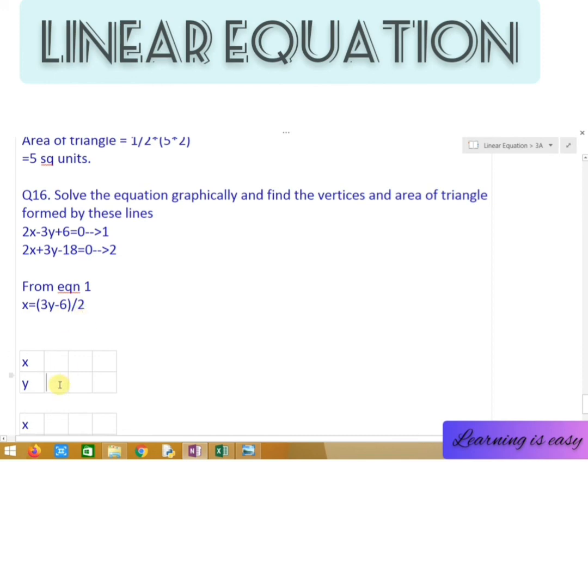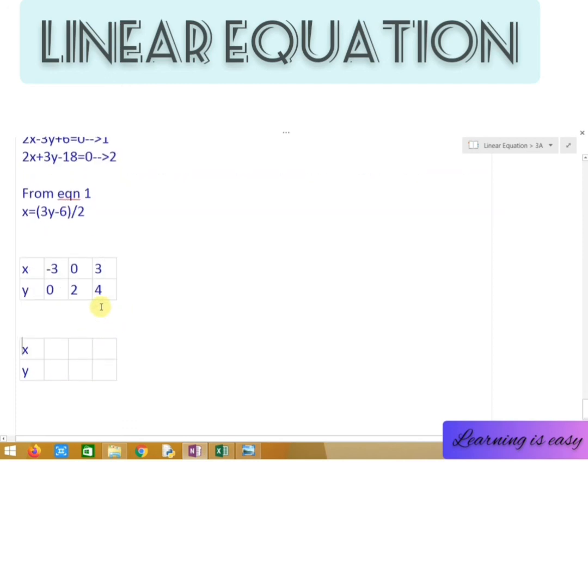Here again, after finding the solution, we have to find the area of the triangle. So for the different values of y, we get the value of x. When y is 0, x is going to be minus 3. When y is 2, x is going to be 0. When y is 4, 12 minus 6, 6 divided by 2, 3.